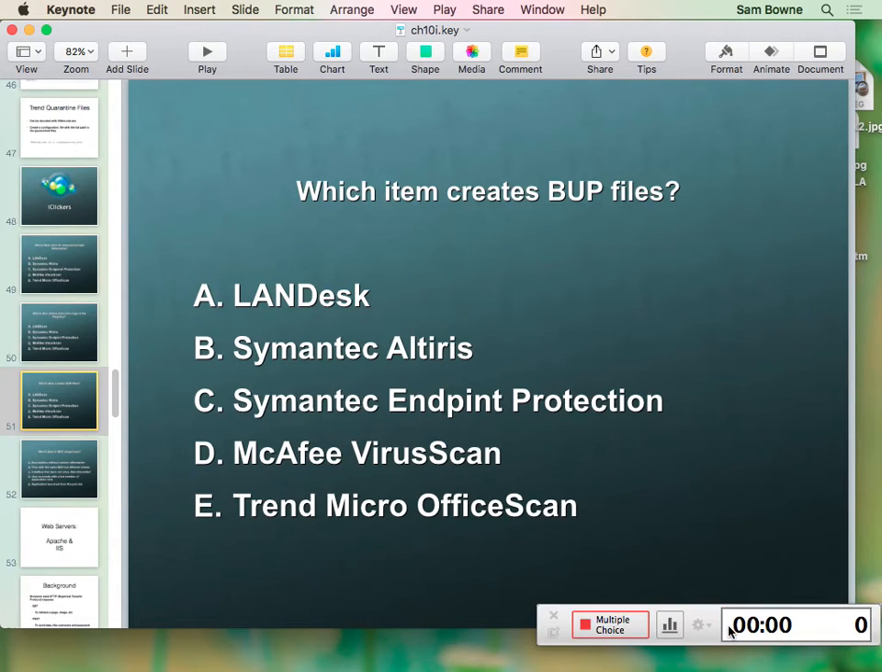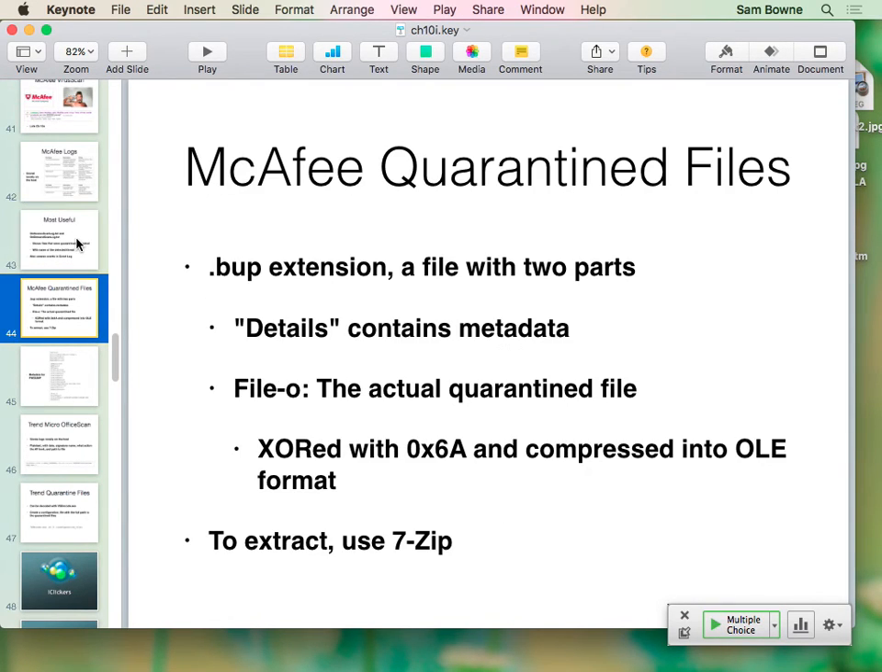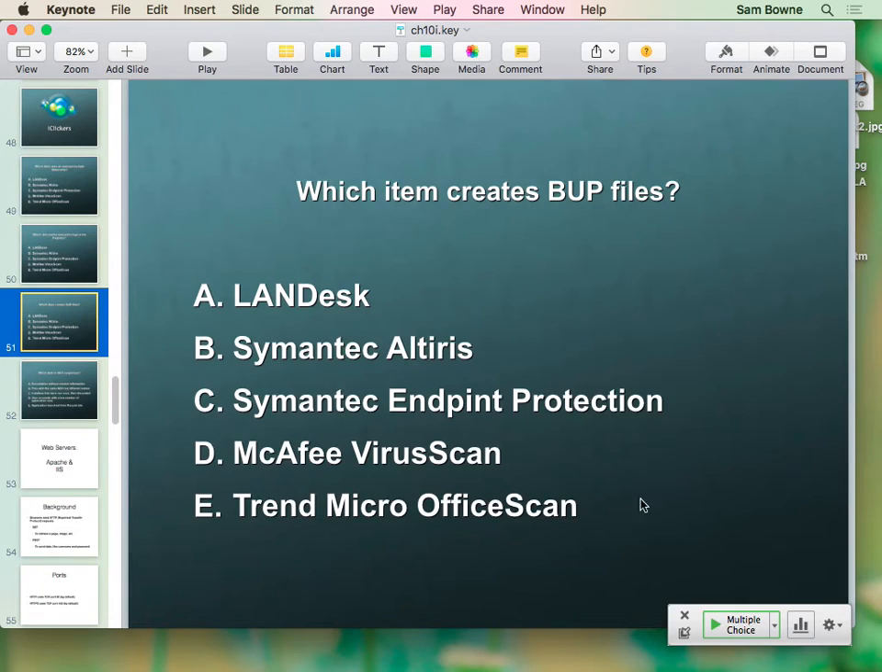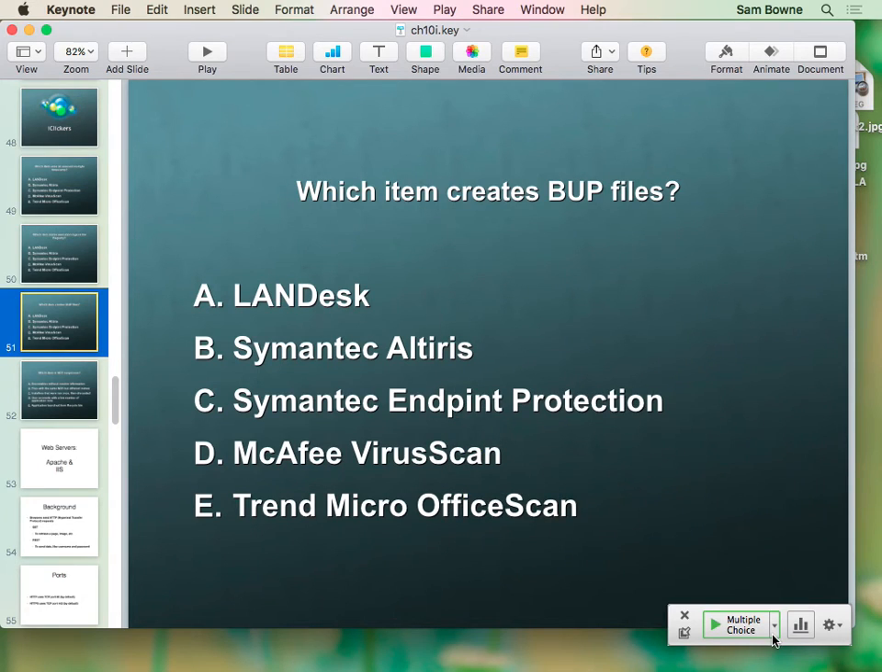Which one makes BUP files? Quit at 25. I think that's McAfee. I'm going to flip back and make sure. Yeah, I thought it was. Yep, McAfee makes the BUP files. All right, the most popular answer. Okay.